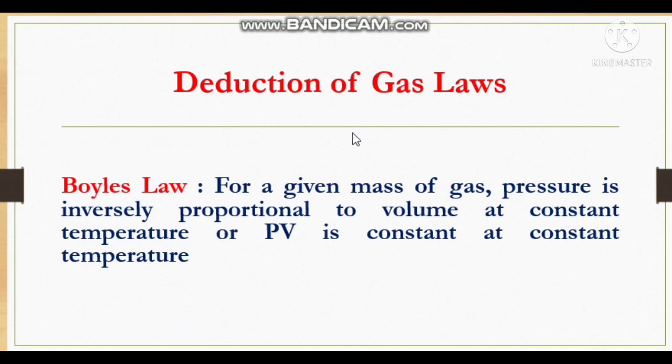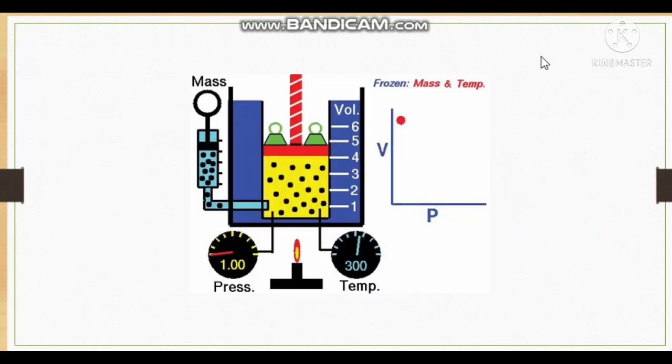So first we will see what is Boyle's law. Boyle's law states that for a given mass of gas, pressure is inversely proportional to volume at constant temperature, or alternatively it can be stated as PV is constant at constant temperature. Boyle's law can be well understood from this diagram.